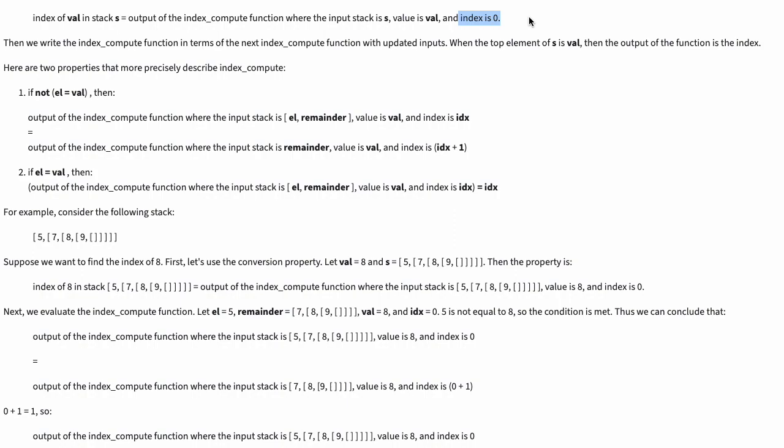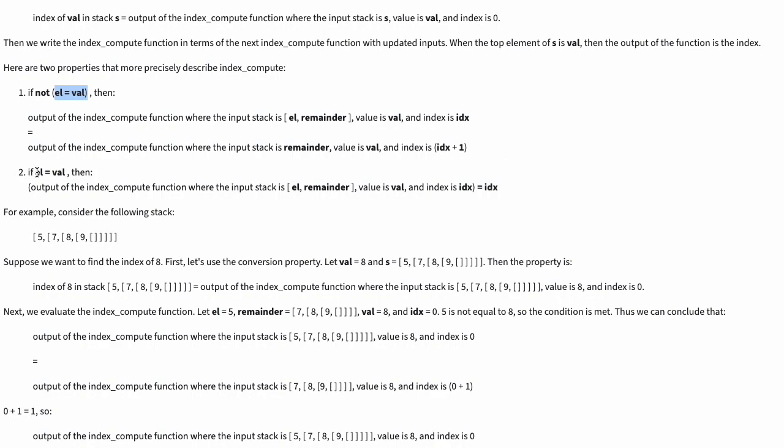Then we write the index compute function in terms of the next index compute function with updated inputs. When the top element of S is val, then the output of the function is the index. Here are two properties that more precisely describe index compute. If L is not equal to val, then the output of the index compute function, where the input stack is L, remainder, value is val, and index is IDX, is equal to the output of the index compute function, where the input stack is remainder, value is val, and index is IDX plus 1.